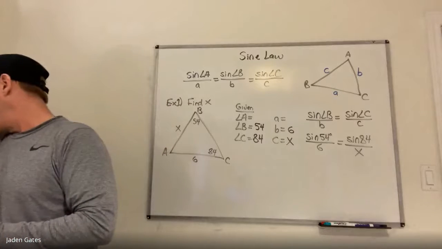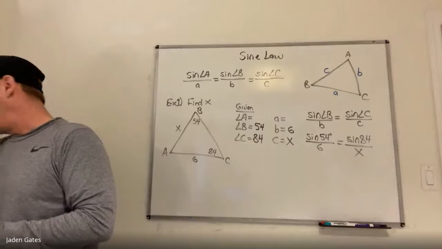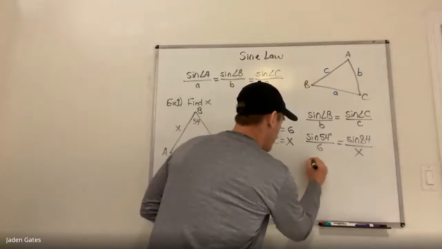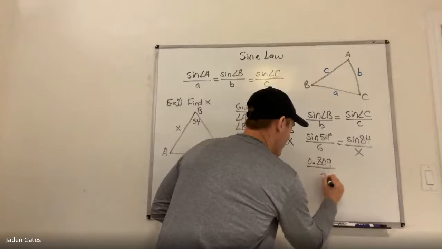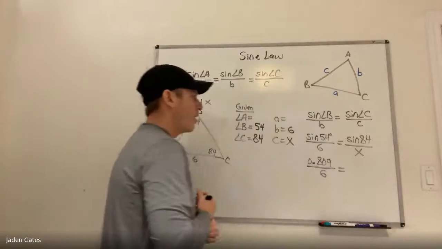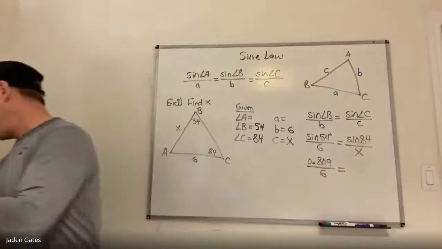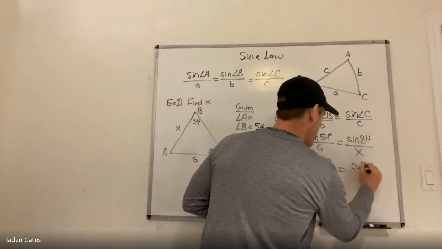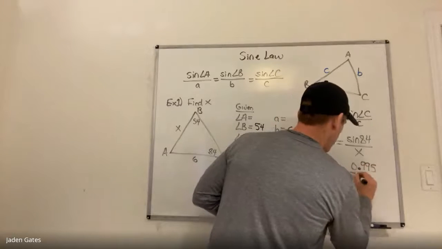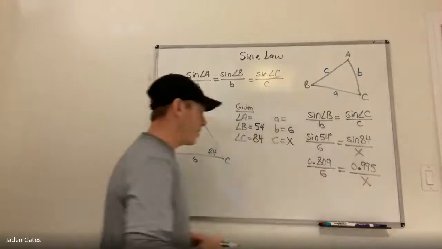So I type in sine 54, and I get 0.809 or 0.81, could be the same. And there's my 6 there. Sine 84, I type that in, and I get 0.995. And then I have an X in the bottom.